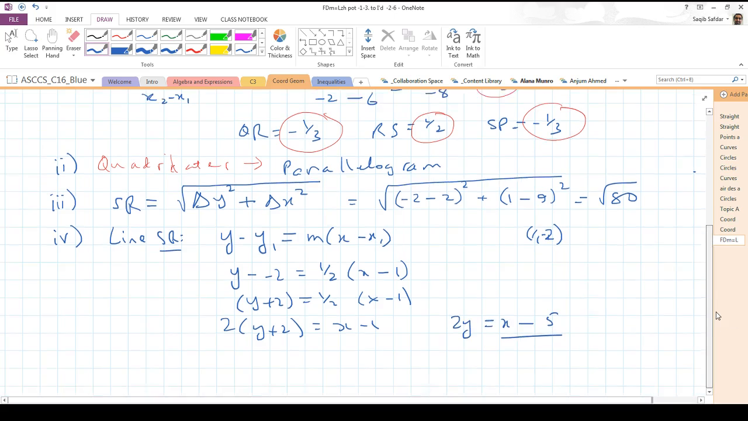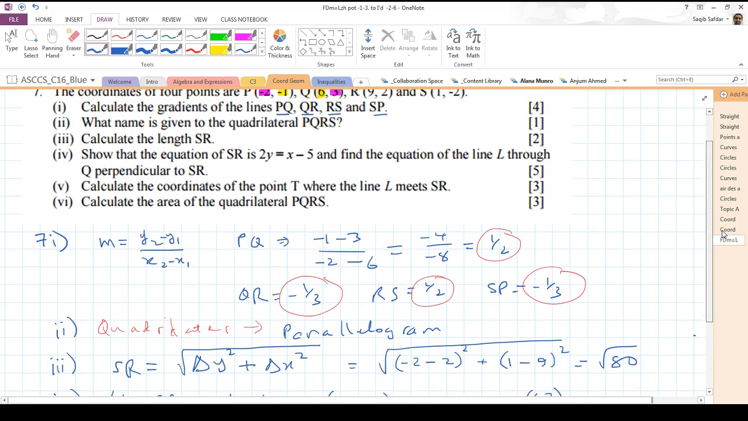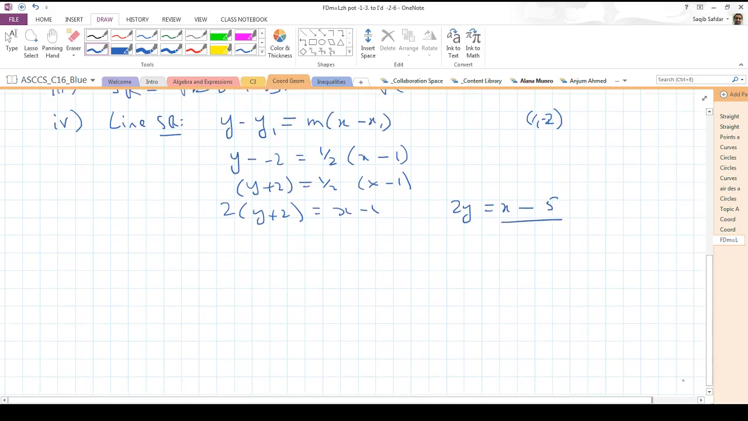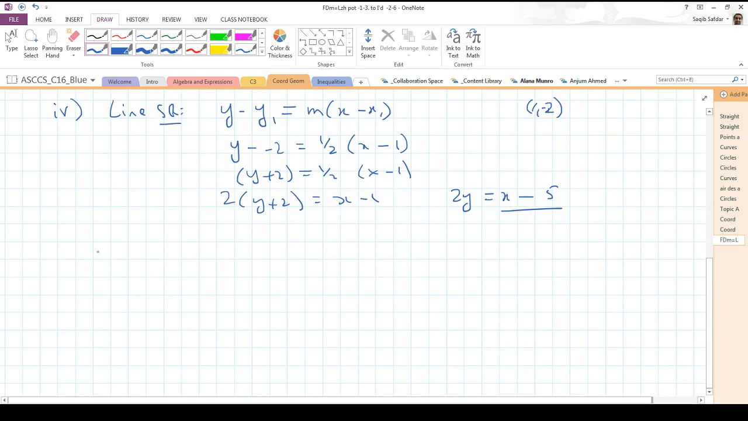Any questions? Now let's go on to the next part of the question, which is find the equation of the line L through Q perpendicular to SR. So now we've got a new line on the scene, and it's called line L. So let's write down line L. We know it goes through Q. So again, I'm going to write down y minus y1 equals m x minus x1. The coordinate for Q is what?